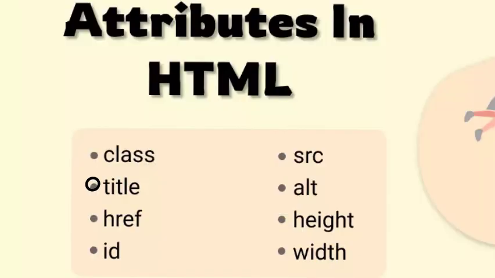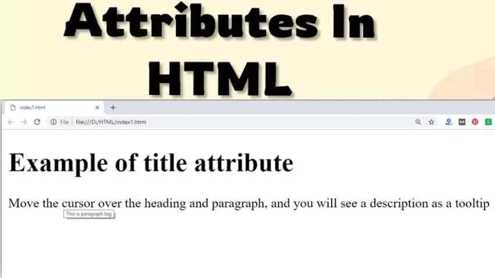Second we have the title attribute. The information is most often shown as tooltip text when the mouse moves over the element. The title attribute can be used on any HTML element.